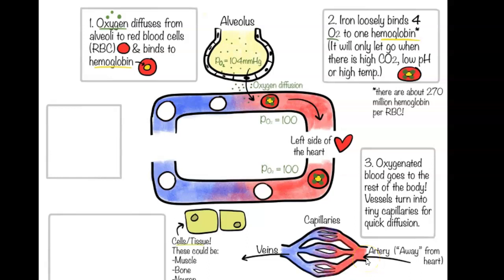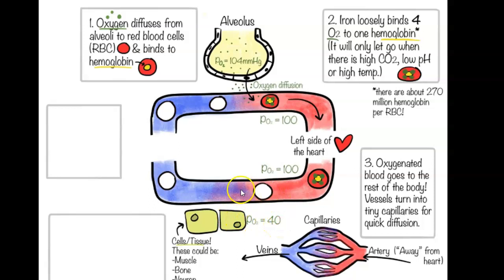We are going to have oxygen at 100 millimeters of mercury within these blood vessels. It is then going to travel to the different cells and tissues of our body. This includes muscle, bone, neuron cells, anything that's going to need oxygen to carry out its chemical reactions needed for energy. And the PO2 levels inside of our cells or tissue is going to be 40 millimeters of mercury.